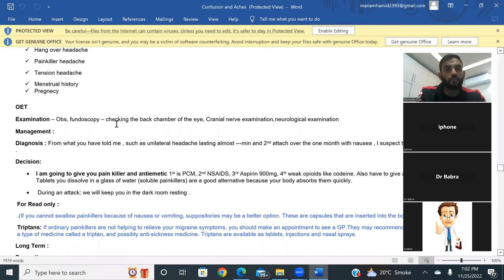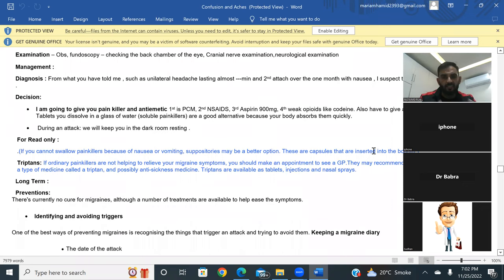From what you have told me, your headache is unilateral, occurs twice in a month, with nausea. I suspect that you are having migraine. Okay, so I have given a lot of information that you need to read all of that. This is another thing you can read by yourself, because this is just for you, not to tell the patient.